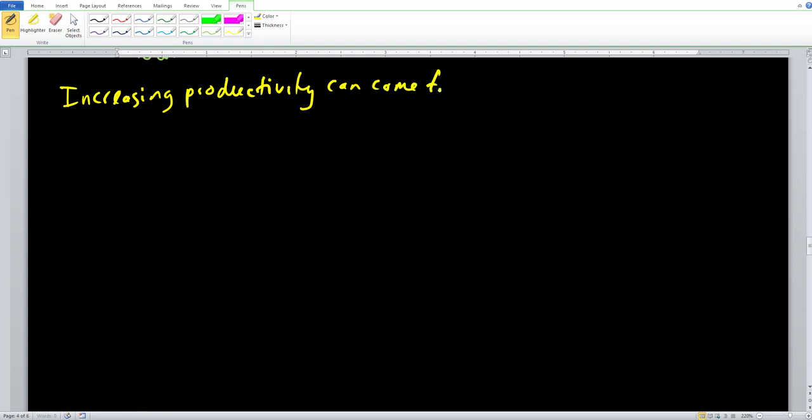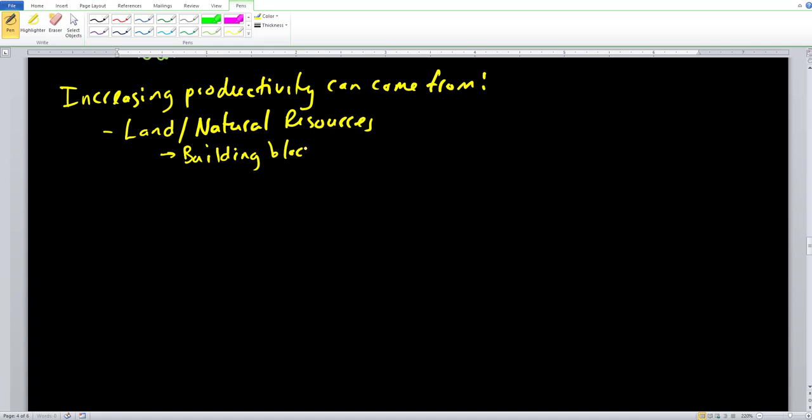Increasing productivity can come from, number one, land and natural resources. So how important do you think land is in terms of inducing economic growth or increasing our productivity? You might think that it's going to be very important, but in economics, it's not as important as you may imagine. We consider land or natural resources to be the building blocks of production, but not a significant driver.